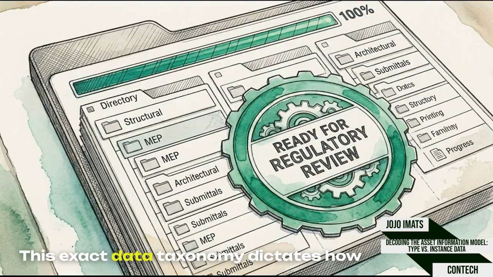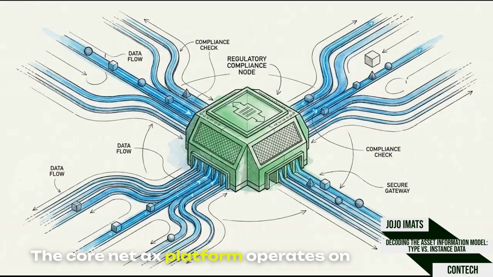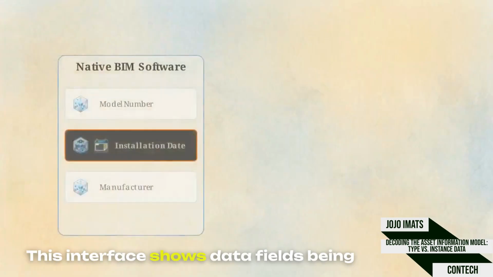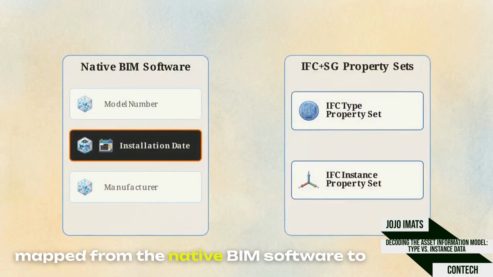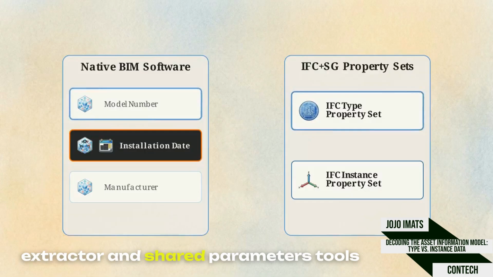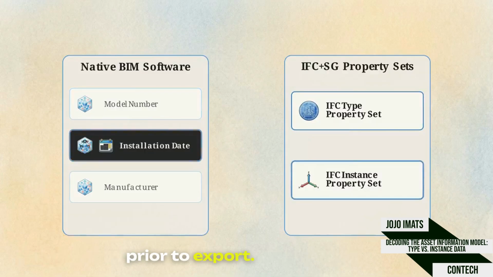This exact data taxonomy dictates how models must be prepared for regulatory submission. The CoreNet AX platform operates on strict IFC plus SG parameter mapping rules. This interface shows data fields being mapped from the native BIM software to IFC property sets, utilizing the IFC data extractor and shared parameters tools prior to export.